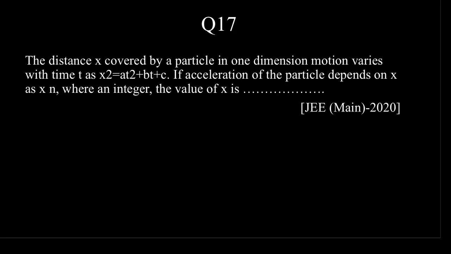The distance covered by a particle is given to be x square is equal to at square plus 2bt plus c. There is a minor error here. If acceleration of the particle depends on x as x raised to the power n, where n is an integer, the value of n is.